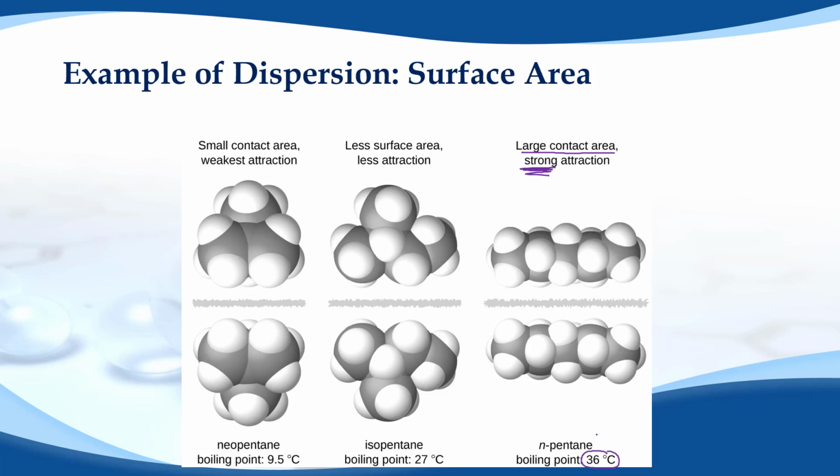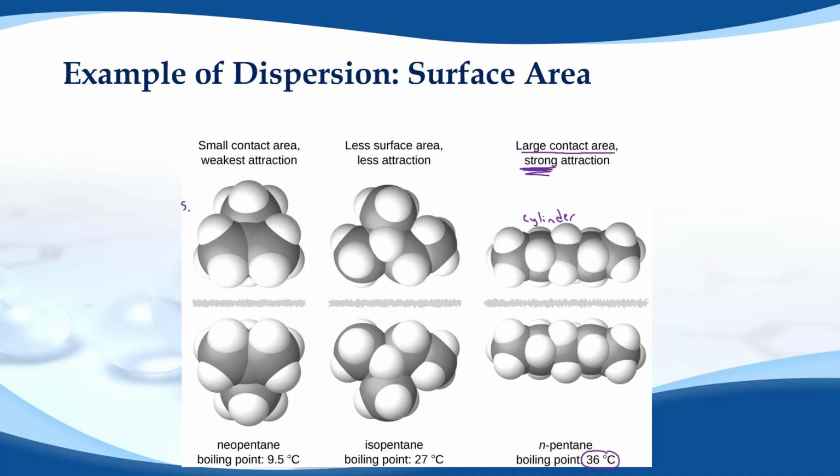So n-pentane has a lot of surface area, which means it has a very high boiling point compared to the other versions of it. Isopentane, you actually take one of the carbons on the end and move it into the middle. It has a little bit more of a spherical shape, but still not completely spherical. And notice, spheres have less surface area than cylinders do. So as we lower the surface area, we lower the boiling point because there's less attraction.